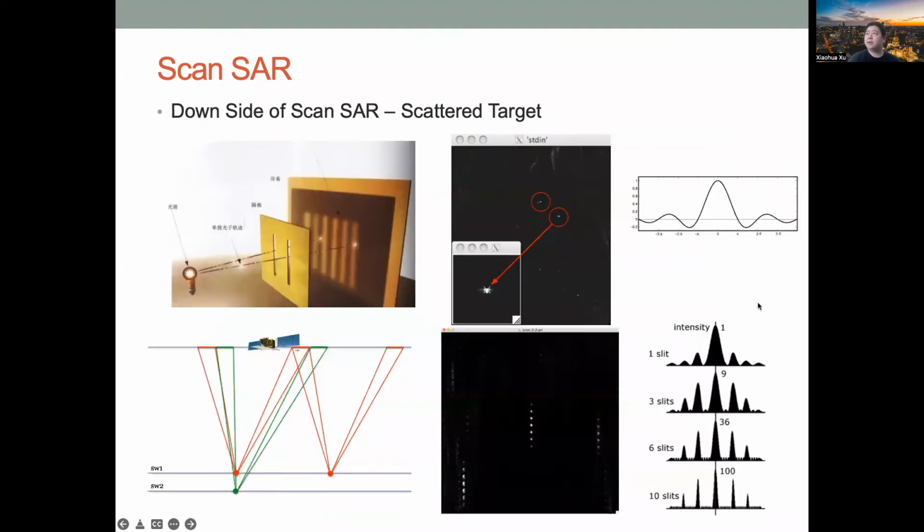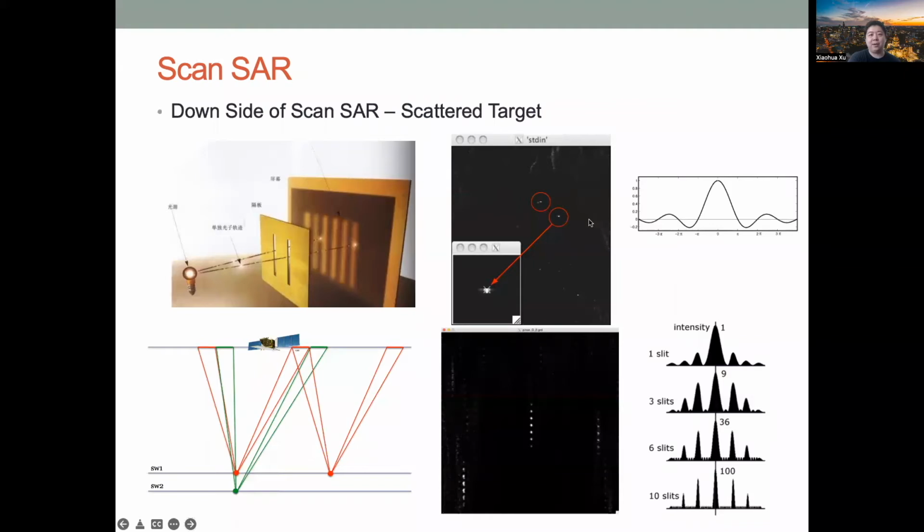Turns out because for ScanSAR, you are essentially making observations through different parts of the orbit. So you get this issue called interference between these slits. That's sort of described by this experiment on the top left. What's shown here is actually an example.